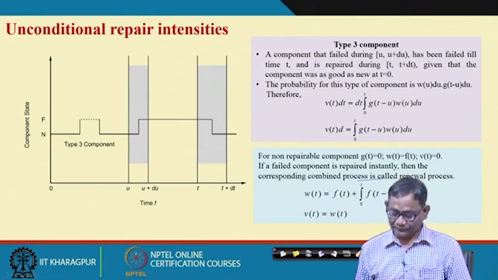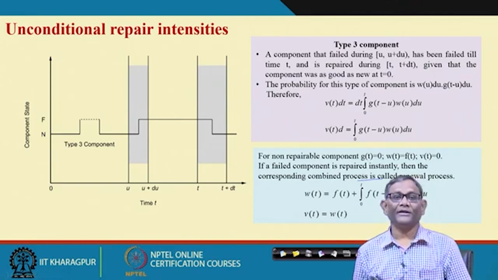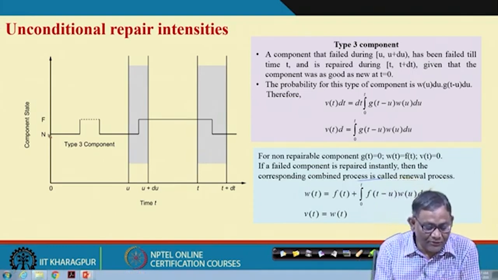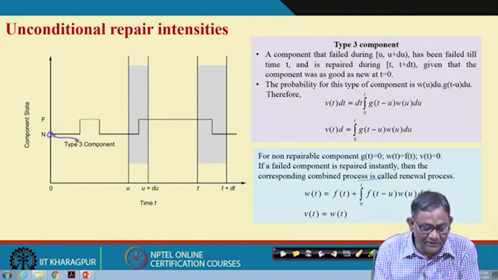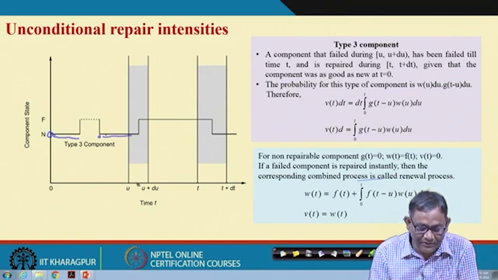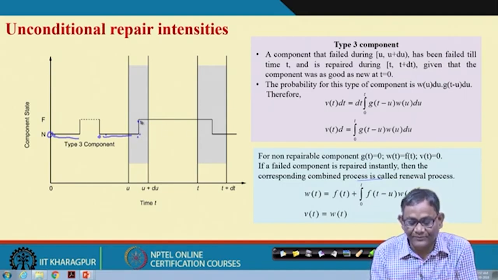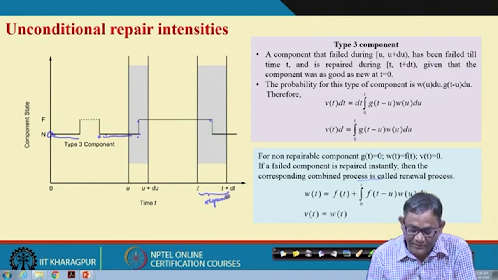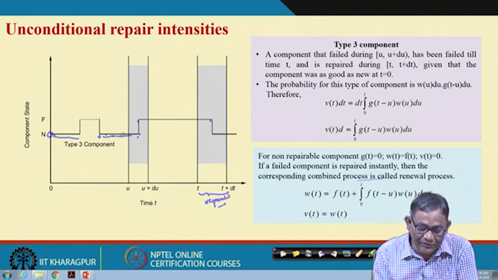Similarly, you can go for repair intensities. What is the difference here? You see the component, this is the normal state, then it failed, again repaired at this point, and then it is again normal, then again it failed here and it is in the failure state. It is in the failure state. And then it is repaired between t and t plus this. So this is repaired between this, and what happened here? It was normal, then failed.